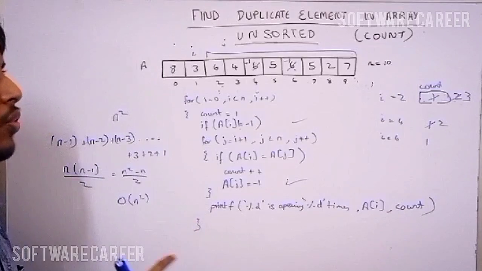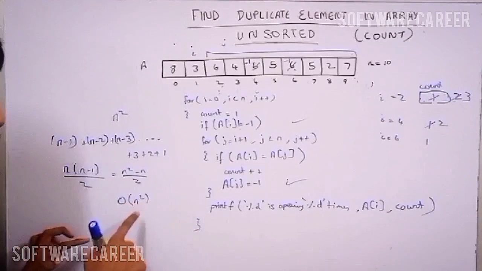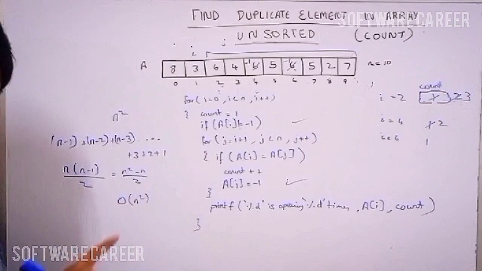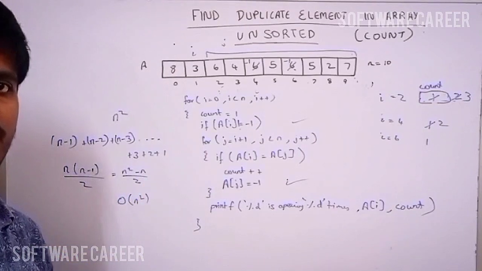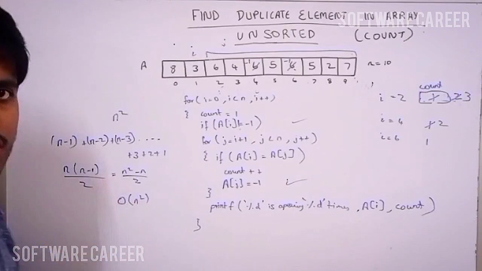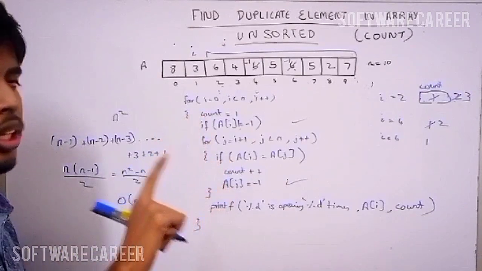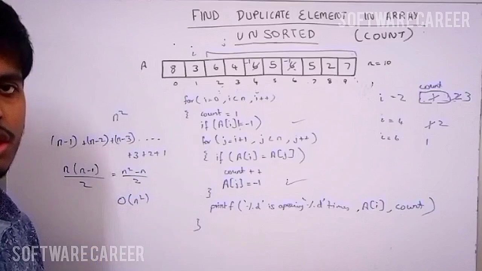Now this n square is high time. So the previous method which I taught, with time complexity of n, is the short method. That is the efficient code for finding the duplicate element in an unsorted array.